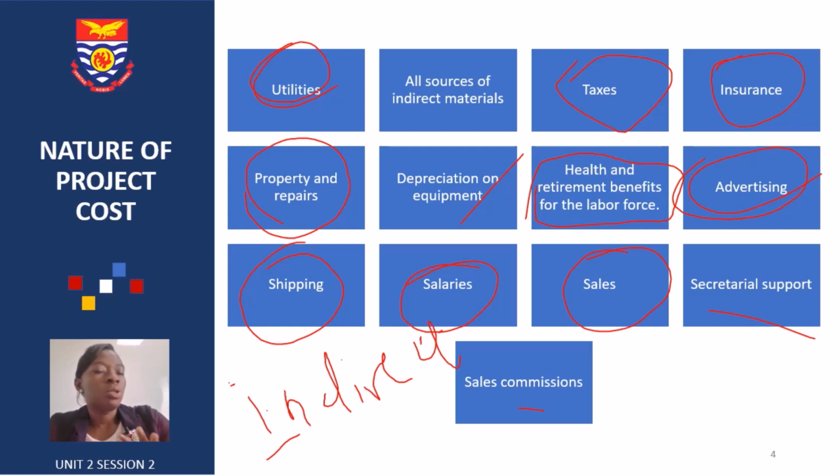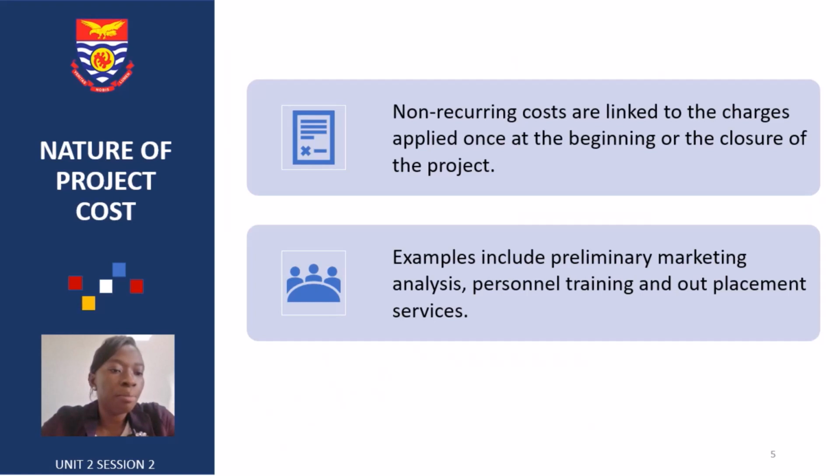So in order for you not to get confused, always keep in mind the direct cost, which is the labor cost, direct material cost, and the other costs we looked at earlier on. Yes, and then the indirect costs are mostly regarding overheads, as well as your selling and distribution costs and administration costs as well. So those are the nature of project costs.